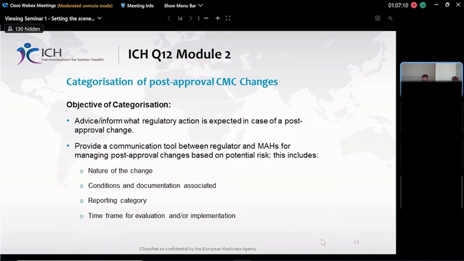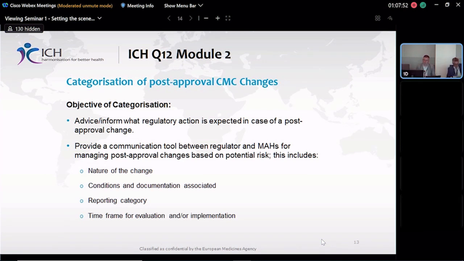Okay, so let's move in then to the detail of the Q12 guideline. The first thing we're going to tackle is the categorization of post-approval CMC changes. This is the content of Chapter 2 of the ICH Q12 guideline. So why do we categorize variations or post-approval CMC changes? And I should note that in the EU, we use the term variations when we talk about post-approval CMC changes. So whenever I use the term variation, you can consider that I'm referring to post-approval CMC changes.